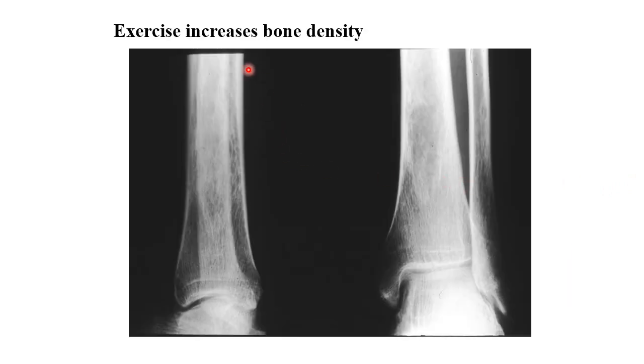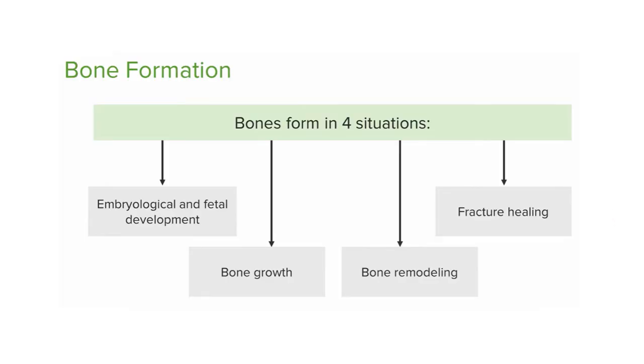Okay, so exercise increases bone density. So this is a person who is very sedentary, and this is a person who exercises. You're going to increase bone density, bone mass, by exercising. All right. So when you talk about bone formation, bone forms in basically 4 types of situation.